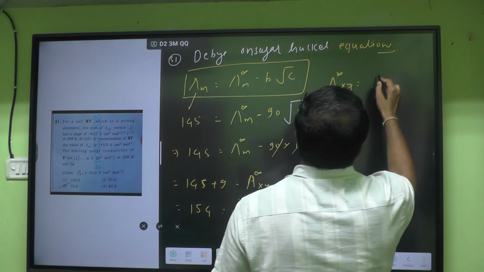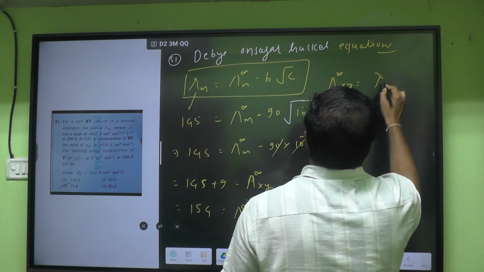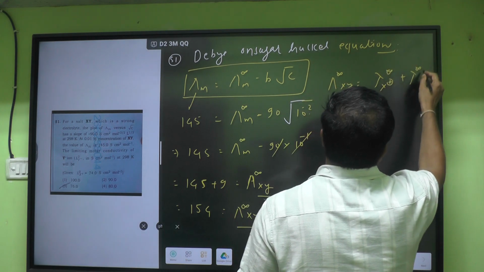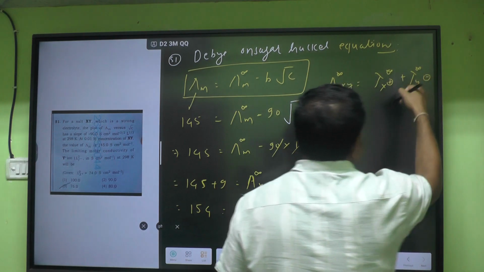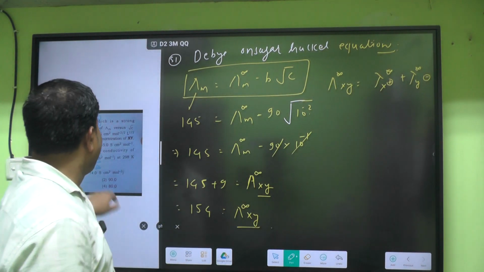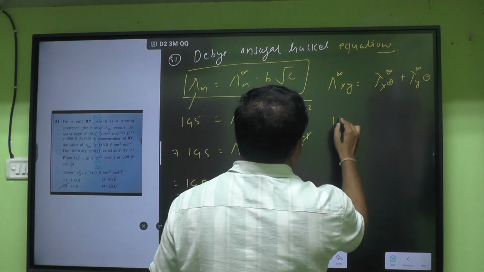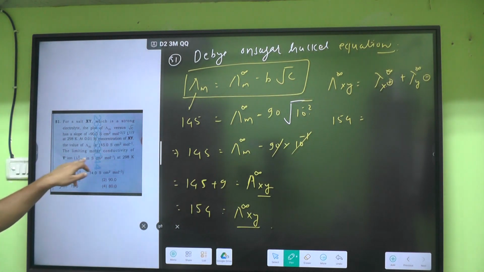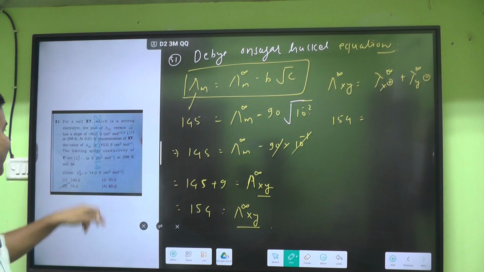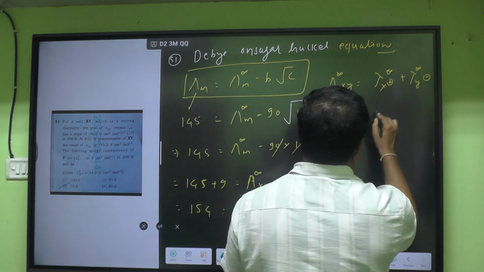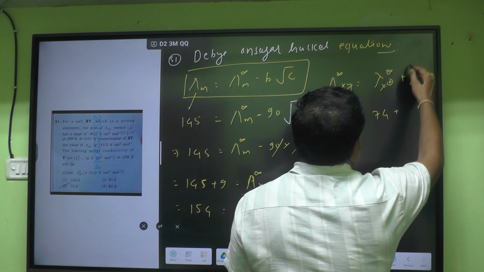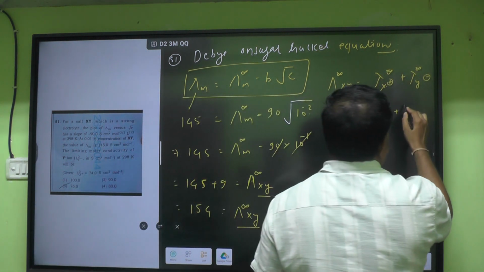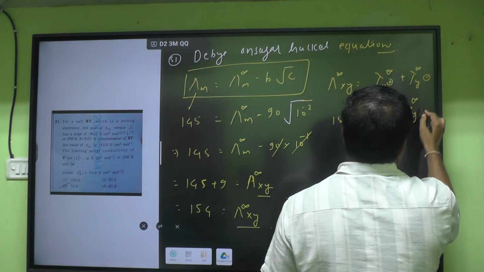How to find out the molar ionic conductance of the salt? It is the ionic conductance of cations X positive at infinite dilution plus the ionic conductance of anions Y negative at infinite dilution. Its value is given: 154. The ionic conductance of X is given as 74. So put 74 here. We have to find the equivalent conductance of Y negative ions at infinite dilution.